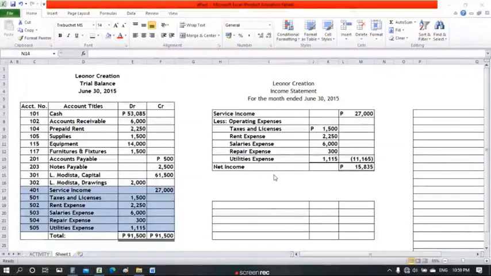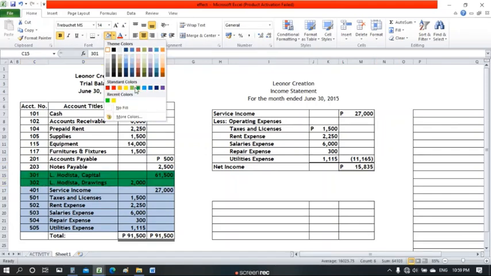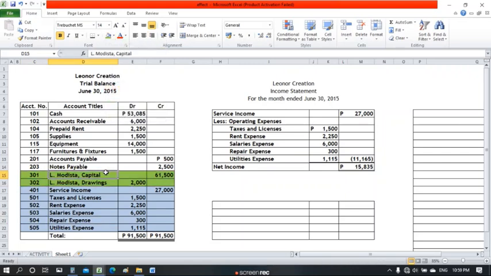The second financial statement to be prepared after the income statement is a statement of changes in owner's equity. So from your trial balance, the accounts included in the statement of changes in owner's equity are the owner's equity accounts. So the owner's equity accounts are the following: the capital and drawings account, and then we also need to use the result given by the income statement. So, itong mga to yun. So, our result is net income.